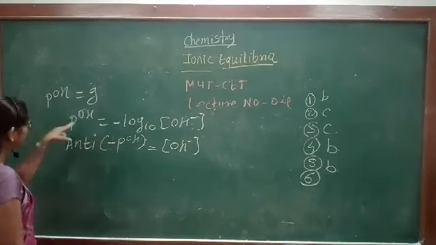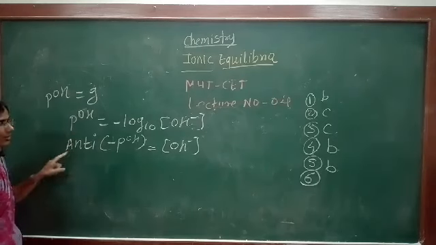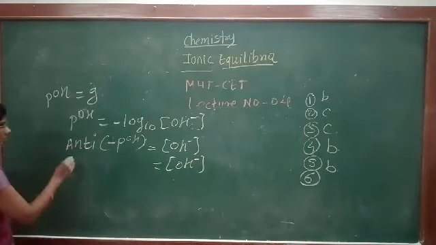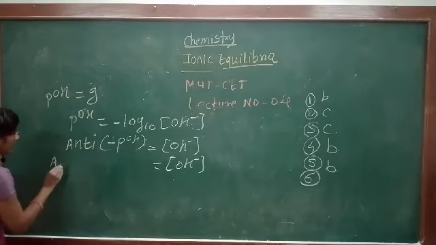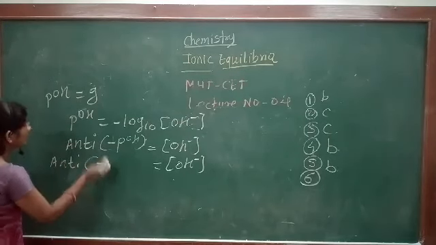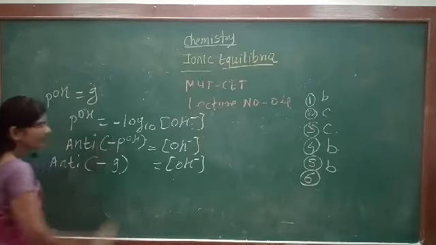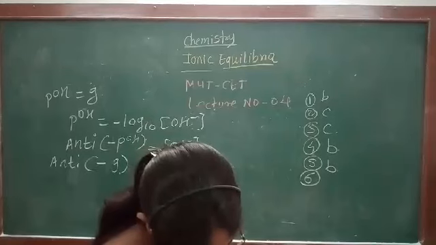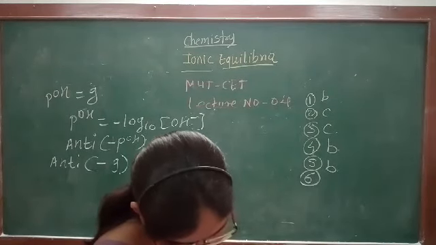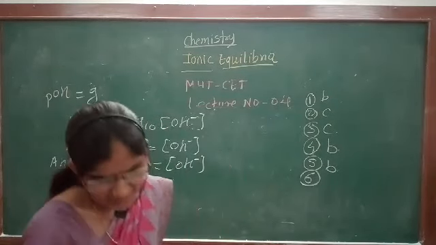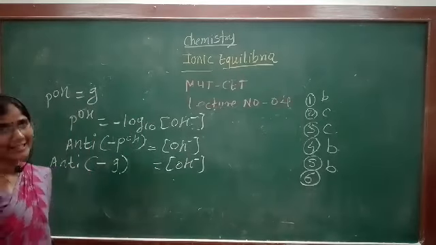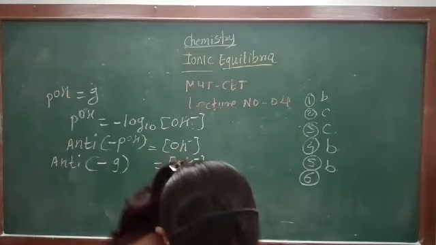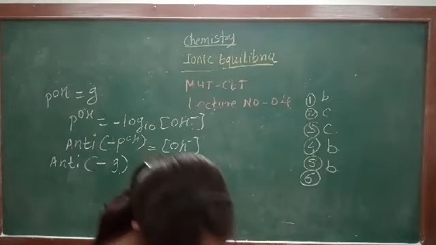And therefore here the OH minus ion concentration is equal to antilog of minus 9. Then how to take the antilog of minus 9? What is the antilog of minus 9 here?